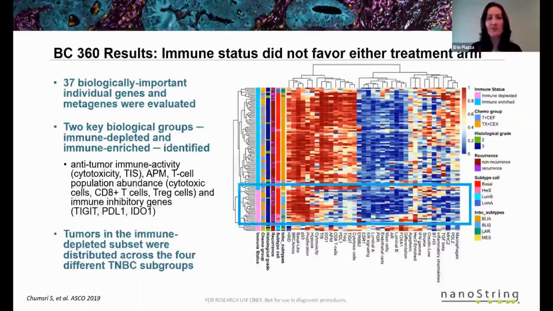We also saw that the tumors in the immune depleted subset were distributed across the various TNBC subgroups. So in addition to PAM50 that does the initial subtyping, the panel also includes additional triple negative breast cancer subtypes. And we see that these subtypes do not necessarily predict immune hot or cold tumors, which is definitely of interest because we know that subtypes in breast cancer predict quite a bit of the biology of those tumors.